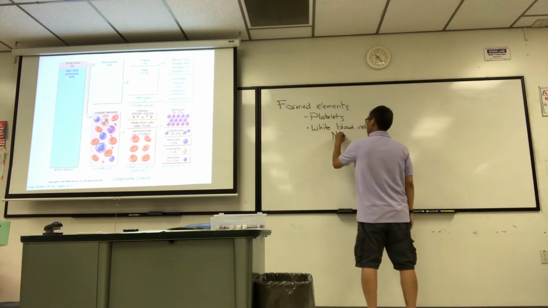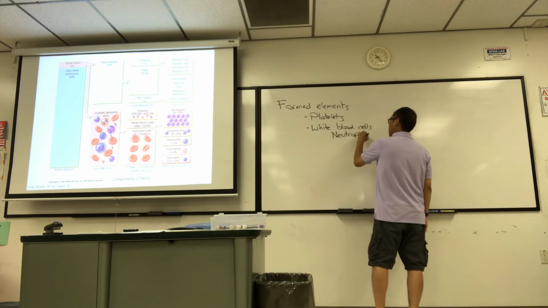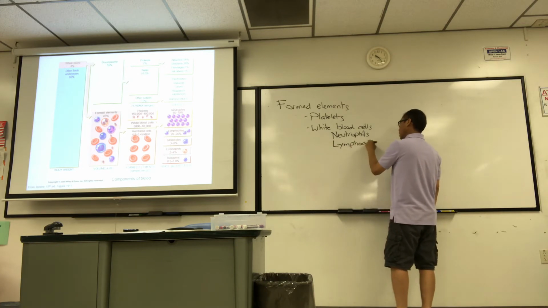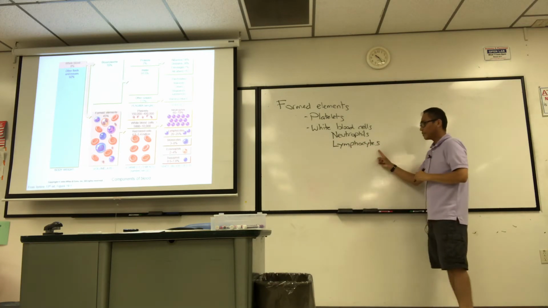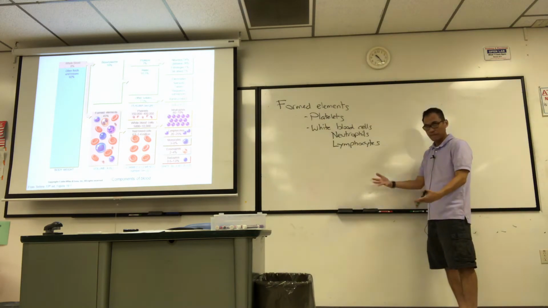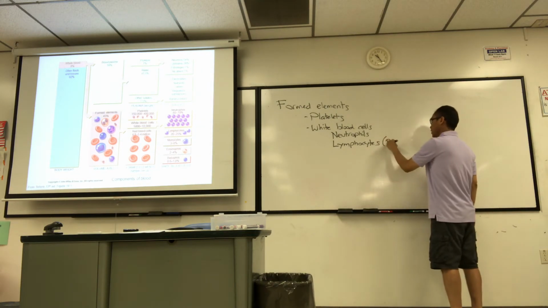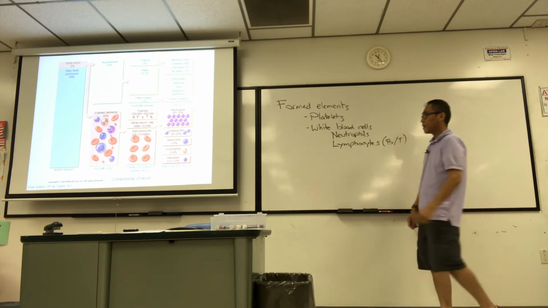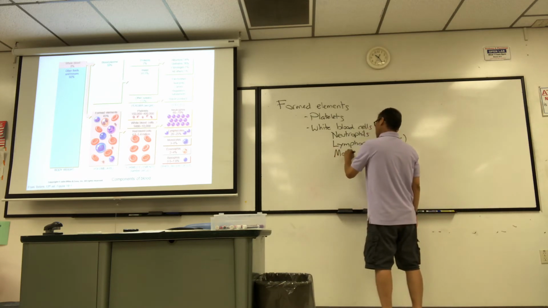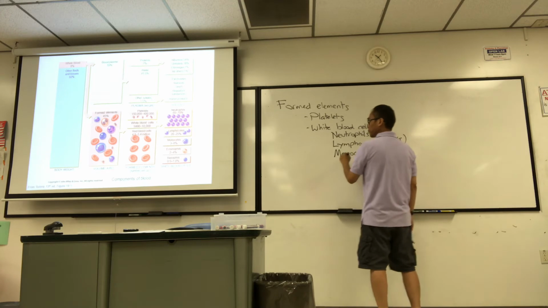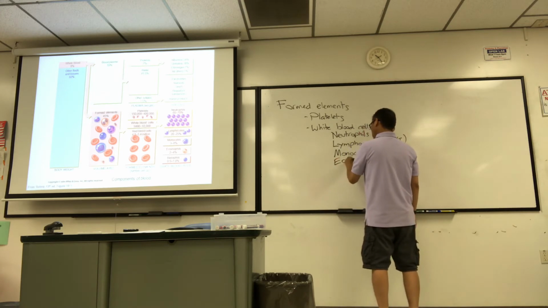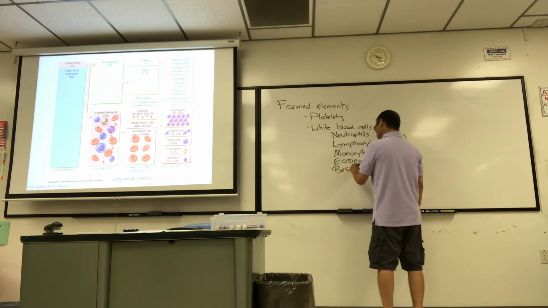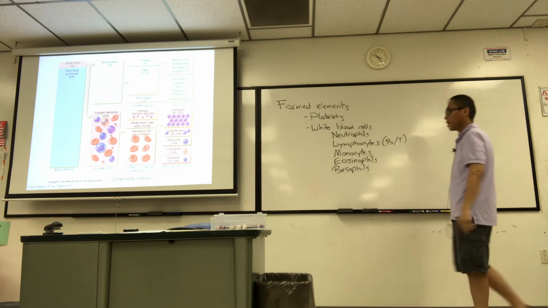Neutrophils. Lymphocytes. We'll spend a lot of time talking about lymphocytes. You ever heard of the term B cell, T cell? That's these guys, lymphocytes, the B's and the T's. We'll get into the subpopulations of those in another lecture. Then you have monocytes, eosinophils, basophils. Those are all the different white blood cells we'll be talking about.